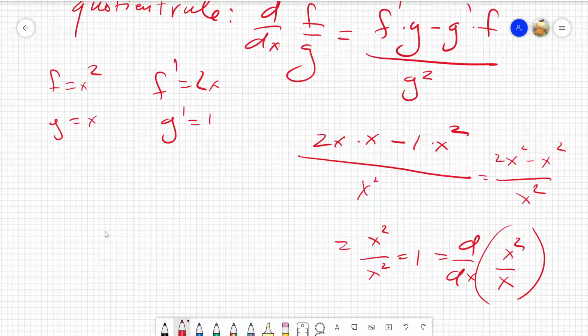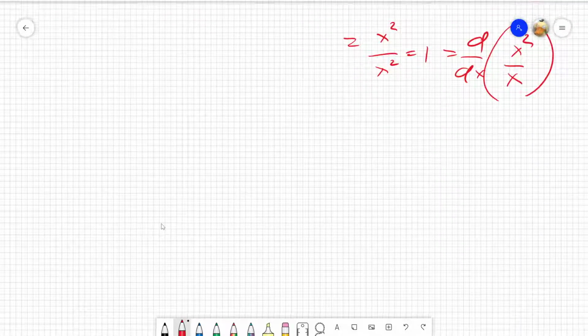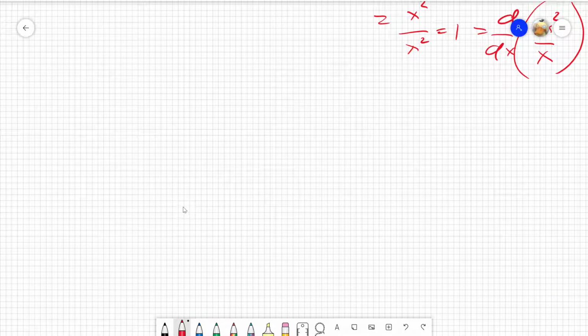So we can use the product and the quotient rule to take derivatives of very complicated things. Now, it's not always strictly necessary that we use the product rule, so let me give you an example. Suppose I have the function x minus 5 times x plus 2.